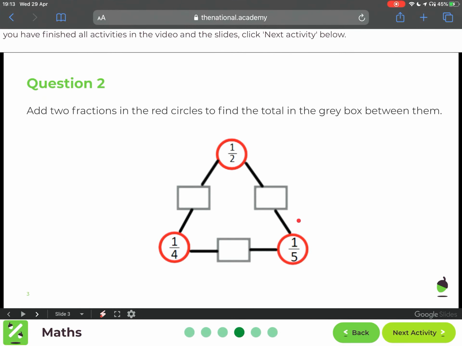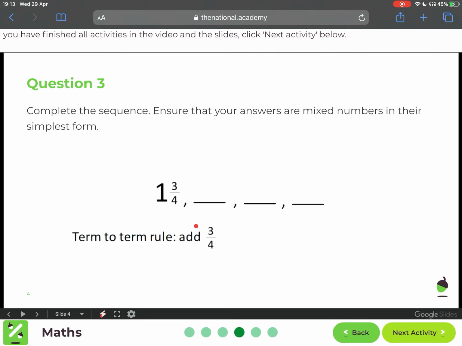Question 2, add 2 fractions in the red circles to find the total in the grey box between them. The answer here would be 7 tenths. This one would be 9 twentieths. And this one would be 3 quarters here.